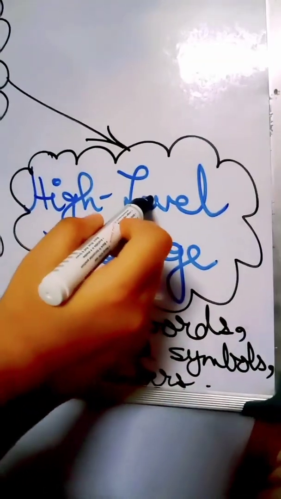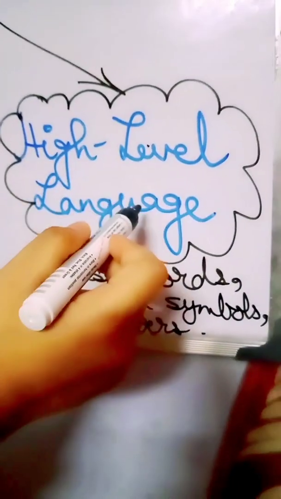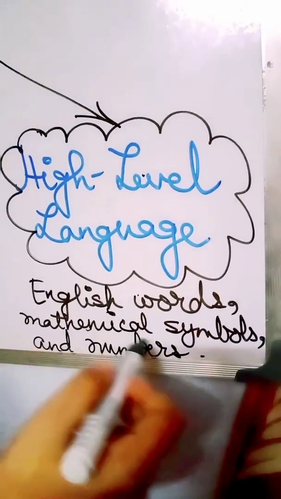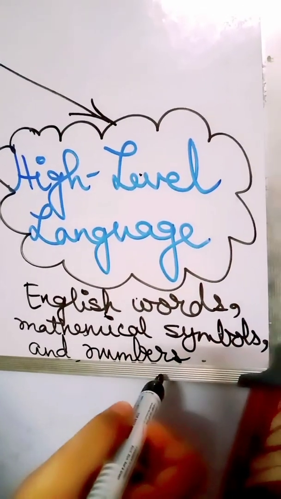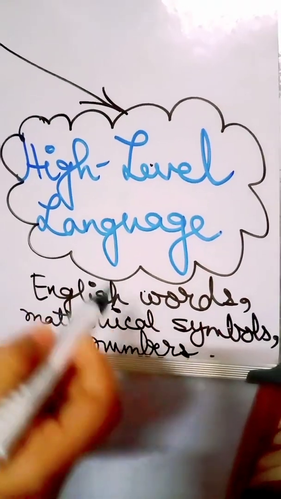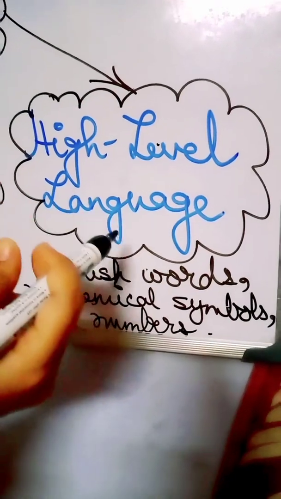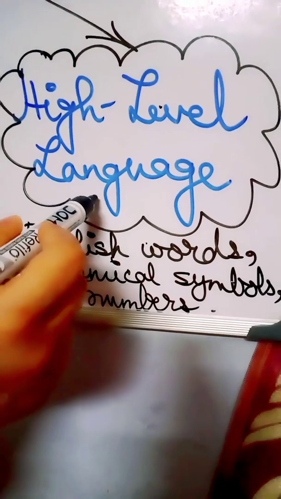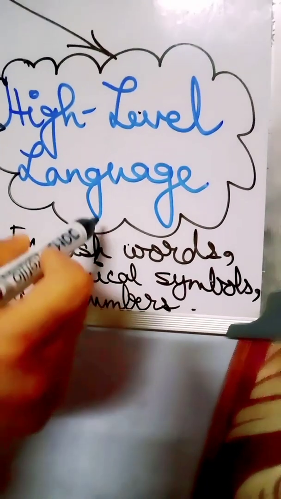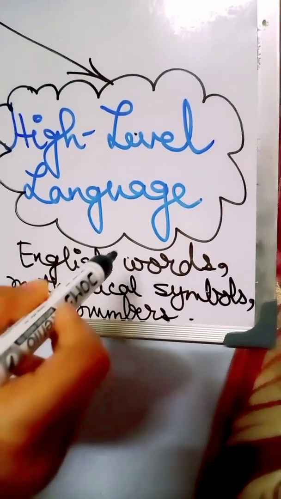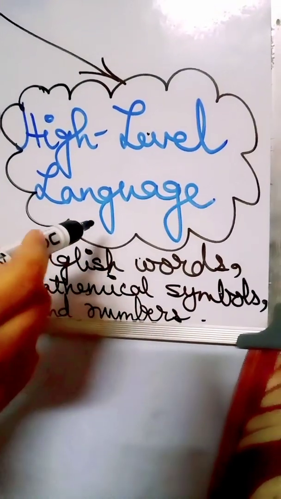High-level languages. High-level languages are similar to the English language. They use English words, mathematical symbols, and numbers. They are machine independent. That is, a program written in a high-level language can run on different types of computers with very little or practically no modification at all. Examples of high-level languages are Java, C, C++, Python, etc. High-level languages are also known as fourth generation languages.